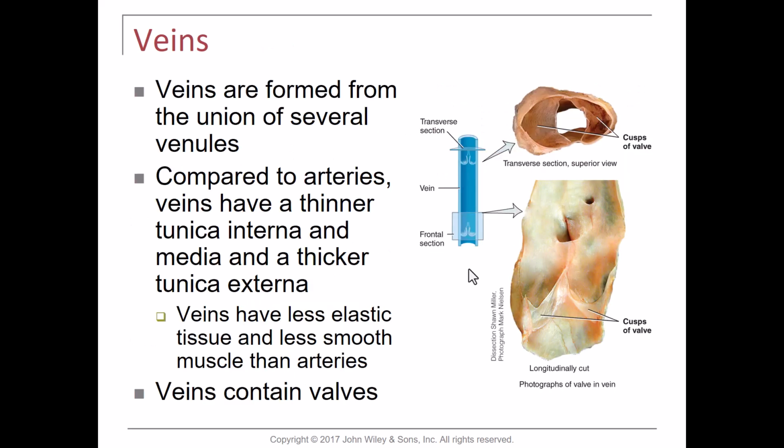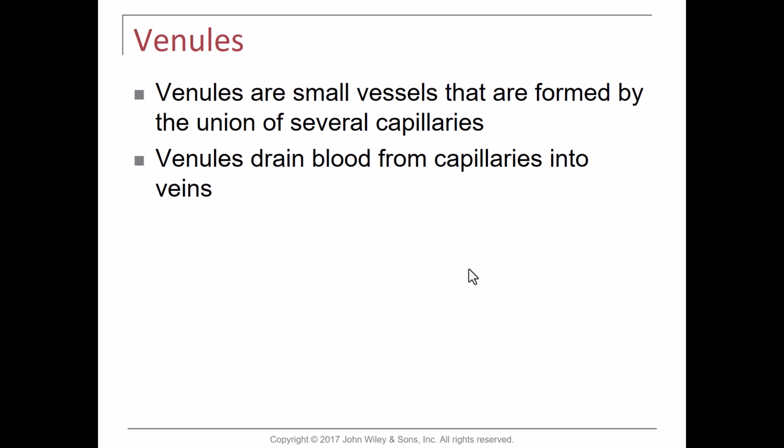Notice here we see a cadaver figure of the cusps of some of those venous valves. They're very simple because they're just infoldings of the tunica interna. They're very similar to the aortic and pulmonary semilunar valves in the heart, but those valves will help prevent backflow in those thin veins. Venules are the smaller vessels that connect capillaries and veins.